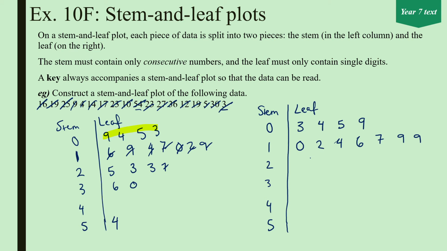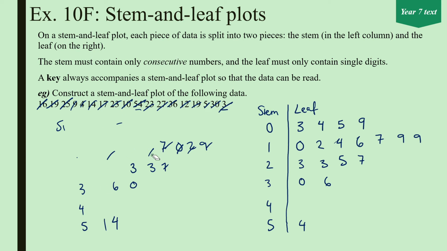The next line we've got 3, 3, 5, 7. It's also important to note if you've got the same number appearing twice, you still write it twice, okay? 0 and 6 because 30 comes before 36, and then 54. I'm now going to completely get rid of this because I don't need any of it on my page, okay?